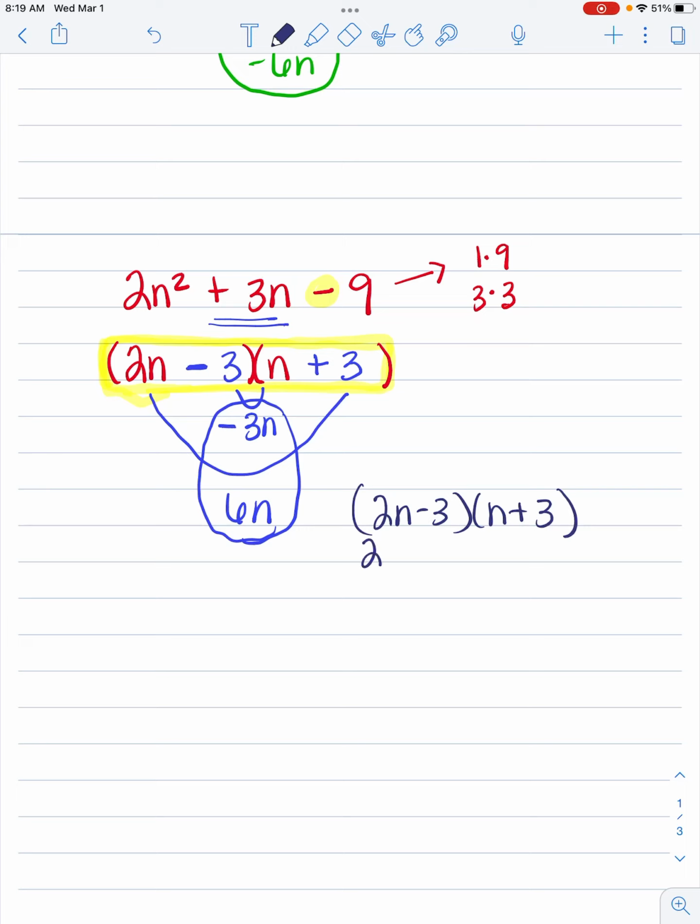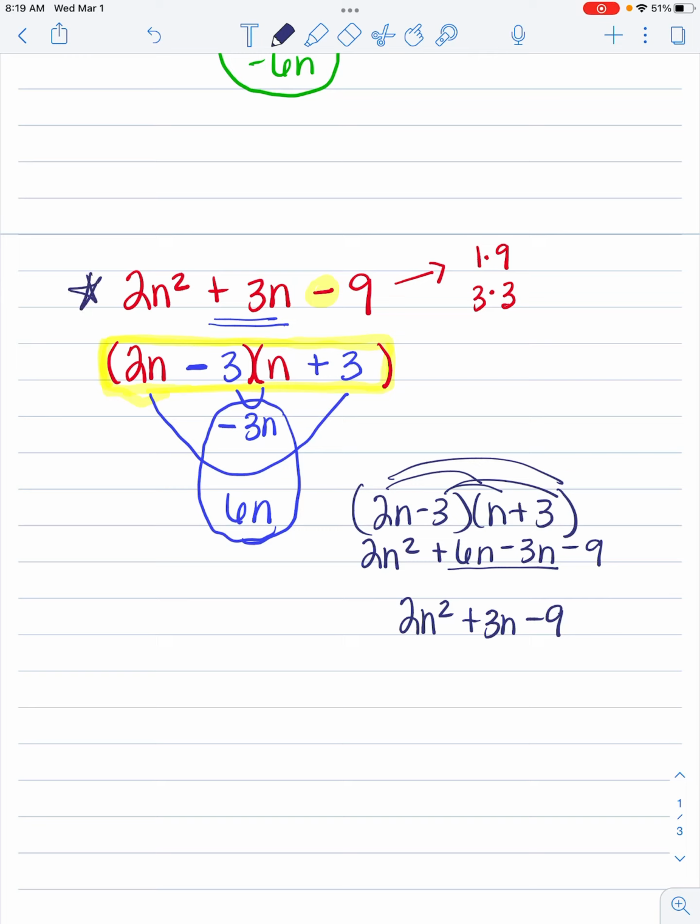That's going to give me a 2n to the second, a plus 6n, a minus 3n, and a minus 9. I just did that distributive property thing, and I can see that 6 minus 3 is definitely 3, so my answer is 2n squared plus 3n minus 9. That was my problem, so I know I have the correct solution. These are super easy to check. No excuse at all for not being able to check these. You're just undoing that multiplication.